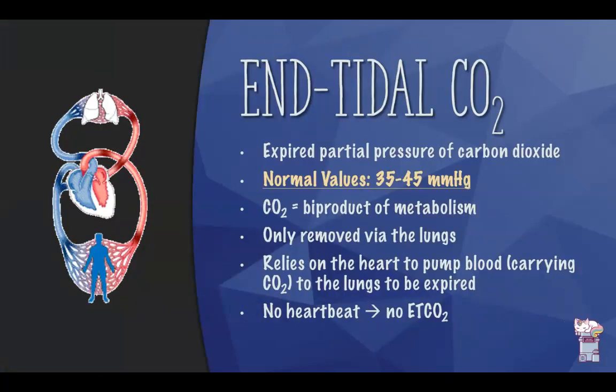End-tidal CO2, or the expired partial pressure of carbon dioxide, normally ranges between 35 and 45 millimeters of mercury. Carbon dioxide is a byproduct of metabolism. All cells in the body produce carbon dioxide as they go through different stages of metabolism. This molecule is only removed via the lungs. Thus, the body relies on the heart to pump blood, which carries CO2 to the lungs to be expired. No heartbeat results in no reading on your end-tidal CO2 monitor.